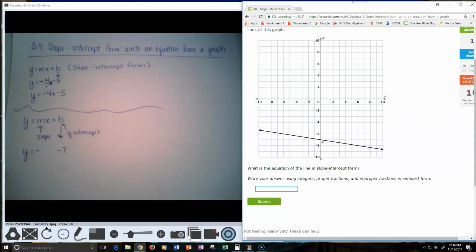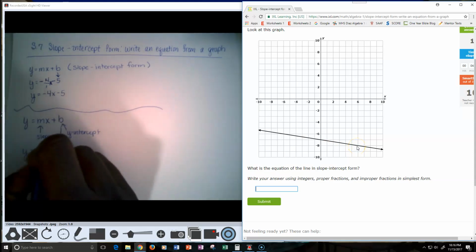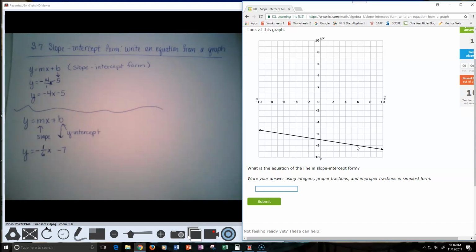Start at -7 and count down until you find an intersection. So down 1, and then to the right, 1, 2, 3, 4, 5, 6. So it would be down 1, to the right 6, and then we would place our x. So our equation would be y is equal to -1 over 6 x minus 7.